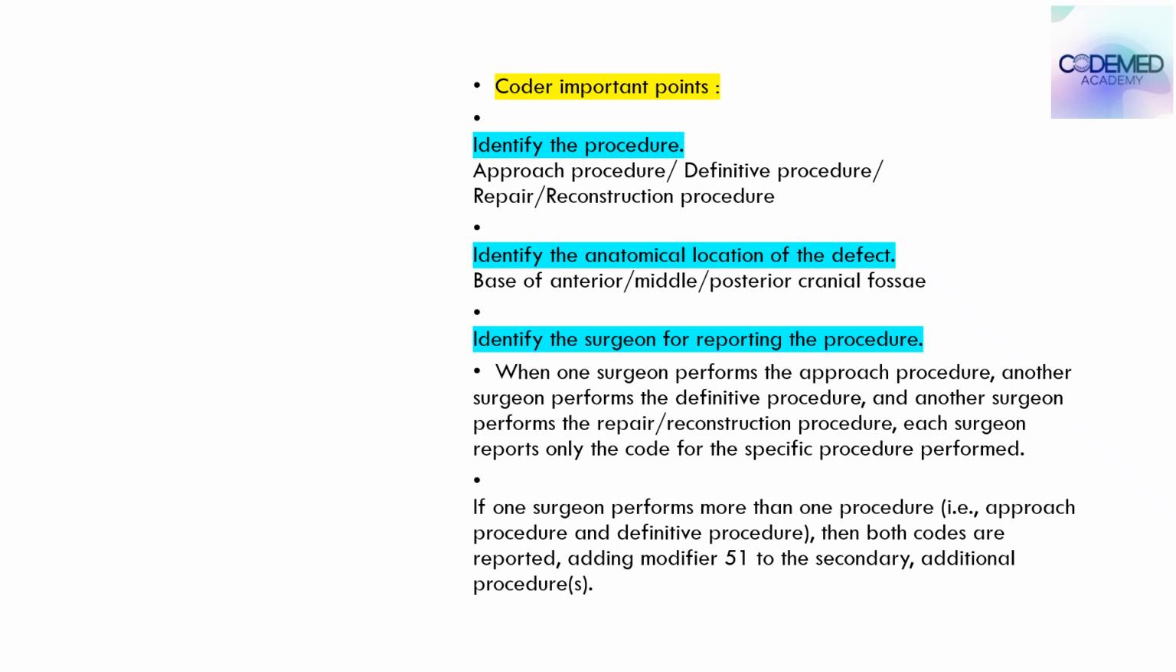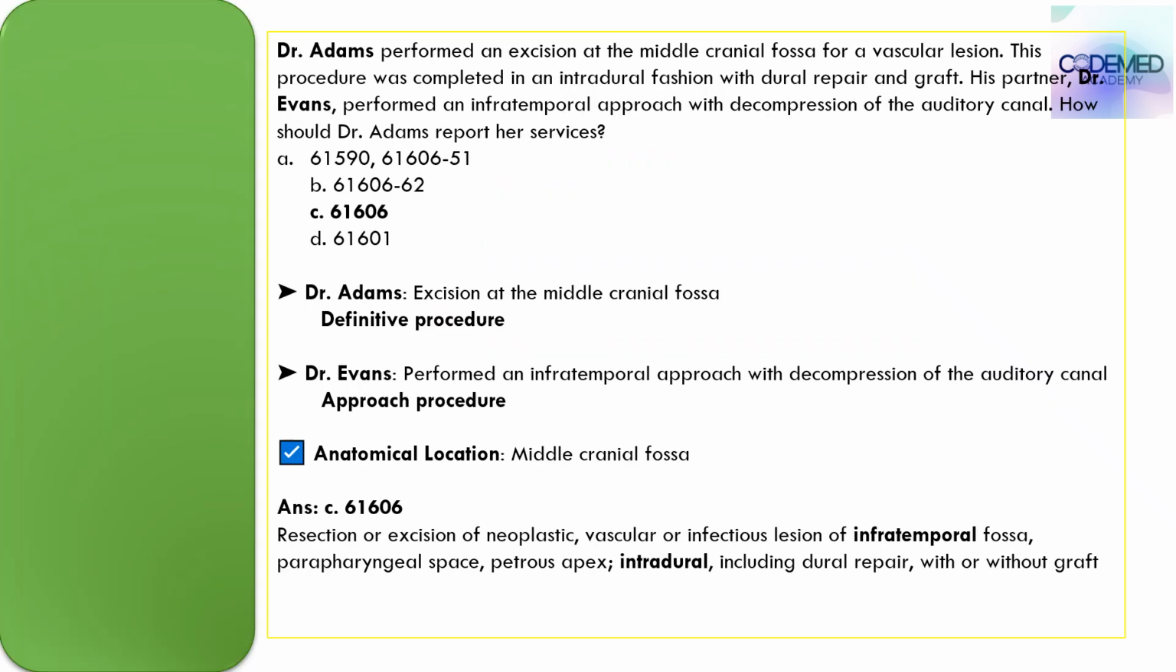Now suppose one surgeon performs more than one procedure, like he has performed the approach as well as the definitive procedure, then both the codes are reported by adding the modifier 51 to the secondary additional procedure, which is very important. Now let us take one example for you to understand how to do the coding.